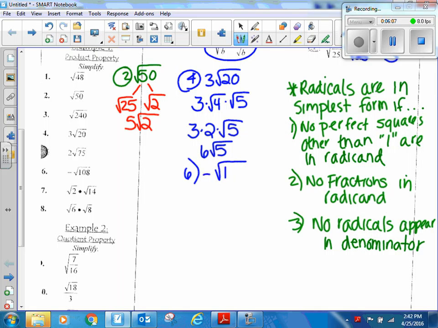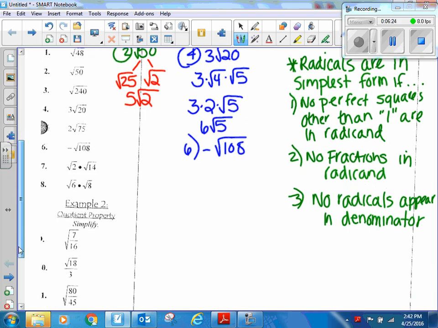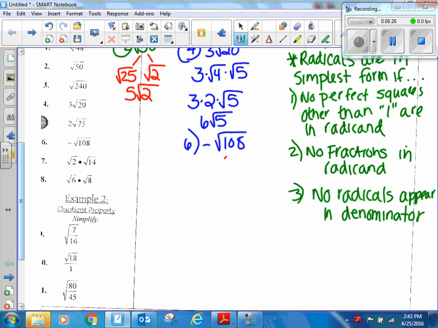Negative square root of 108. That negative in front is just going to hang out in front, and we're going to bring it down towards the end. When that negative is in front of the radical, not under the radical, those are two completely different scenarios. So we want to make sure we just bring this guy down in front. So I'm going to break this into the square root of 36.